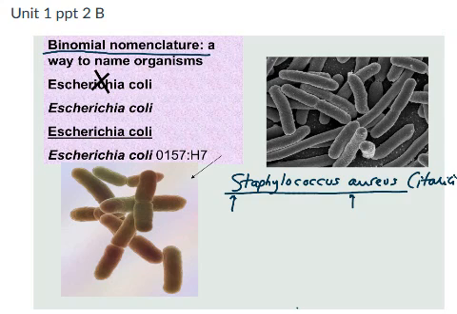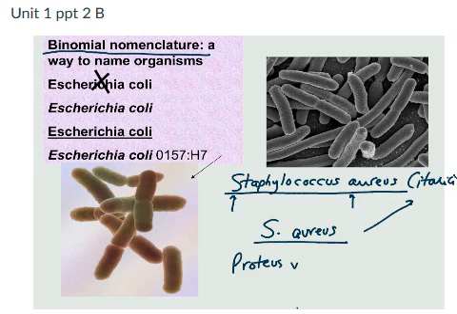The first letter of the second name is always lowercase. Another way to write this is you basically shorten the first word. In other words, you can have S period and then aureus, but remember the S has to be capital, and the first letter of the second name is lowercase, and then again you underline or italicize if you happen to be typing.